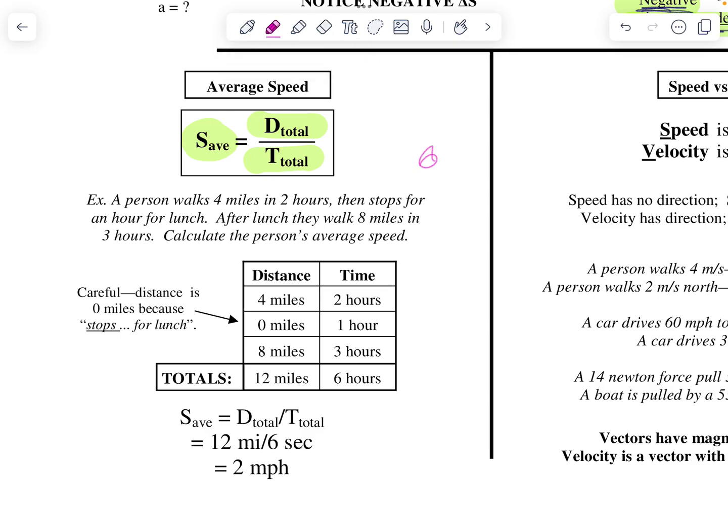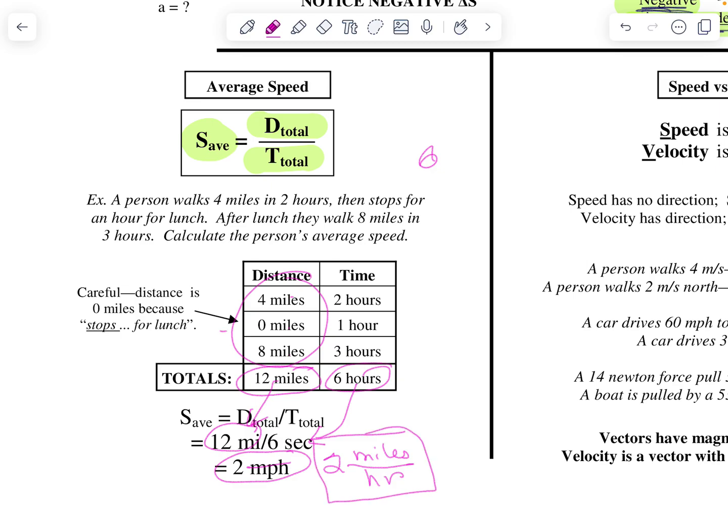Okay, so here we can see that our distance, we walked 4 miles, 0 miles, and 8 miles. So we just take our total, 12 miles, that's right here, and we're dividing it by our total time. So we can see that our average speed for this was 2 miles per hour. I hate it when they write it like this. I would like 2 miles per hour. That's how I like those written.